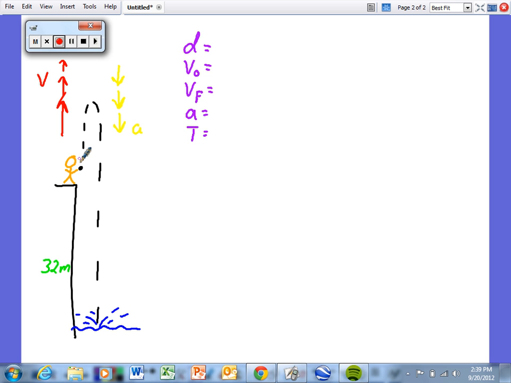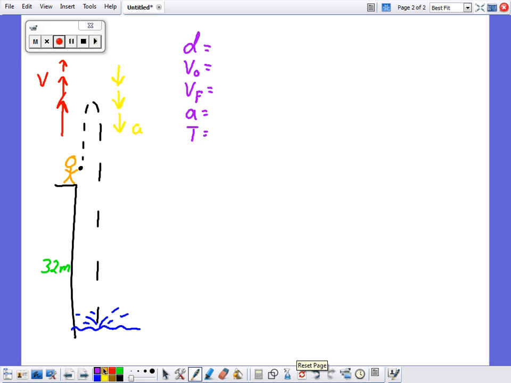So first I've got my picture of my student on a bridge. The rock goes up, up, up, comes down, down, down, all the way into the water below, 32 meters lower than the student. My motion map has my velocity upward, but getting smaller because my acceleration is down.